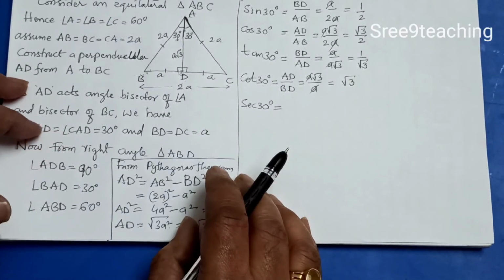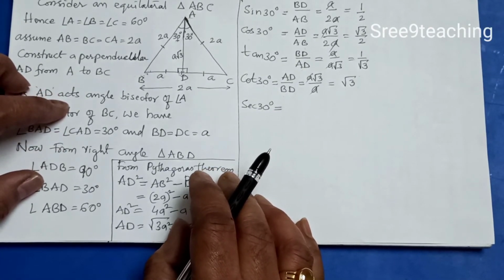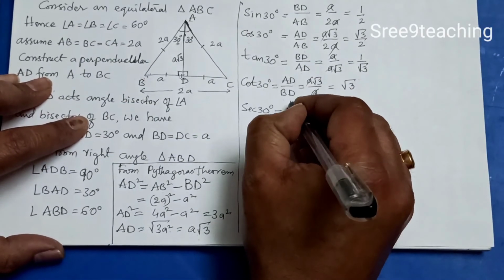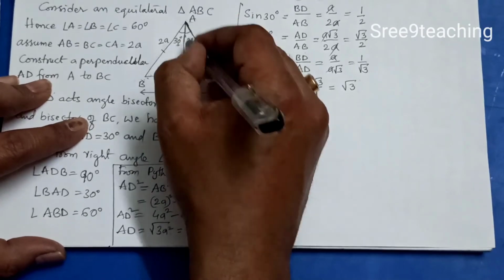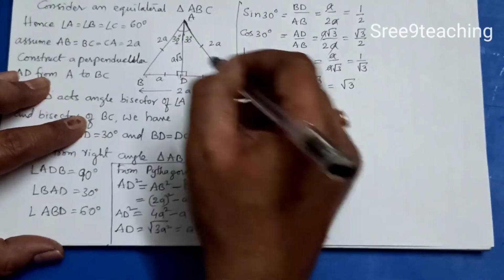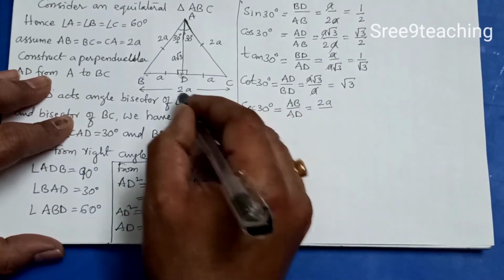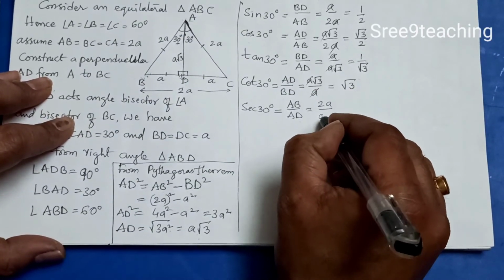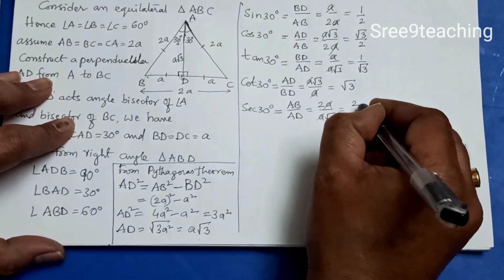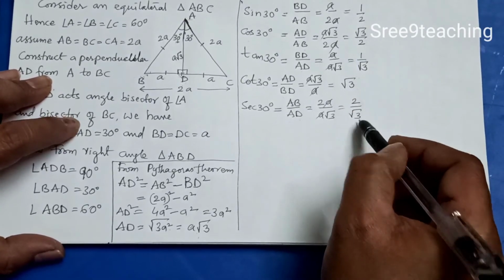Let us find sec 30 degrees. So for sec, what is the formula? Reciprocal of cos, or hypotenuse by adjacent, right? So that is AB by adjacent, which is AD. So AB by AD, AB value is 2A and AD value is A root 3. So A cancels, it will be 2 by root 3. Yes, you see, root 3 by 2 and 2 by root 3.